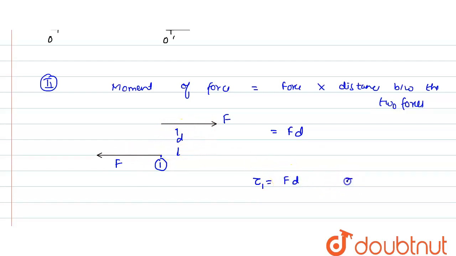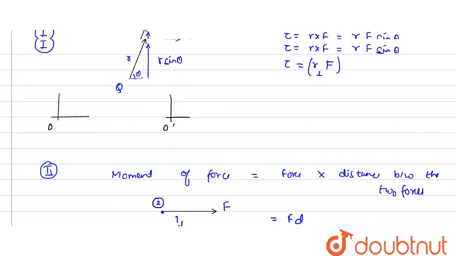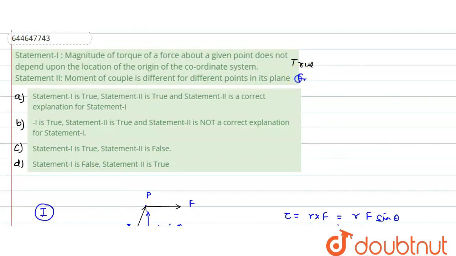Now if we choose our point to be here, say point 2, what would be the value of the torque? This force is passing through this point, so it would not create any torque, and the torque would only be due to this force. The distance is d, so it is F into d. So the value would remain the same irrespective of the point. So our second statement is false.